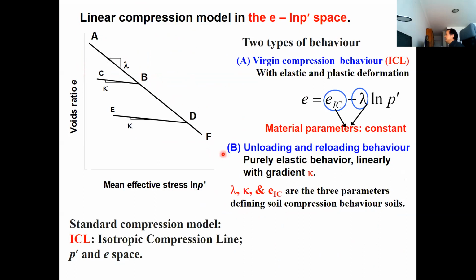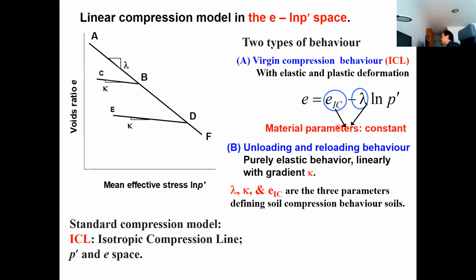ABD is the virgin yielding behavior. What is virgin yielding? You need to go to your detailed studies. For the virgin yielding behavior, the soil behaves linearly. If it's linear, it's a line, and you can describe this line by an equation. So the void ratio e at any point is equal to e_IC minus lambda log p dash, where p dash is the stress at that point.